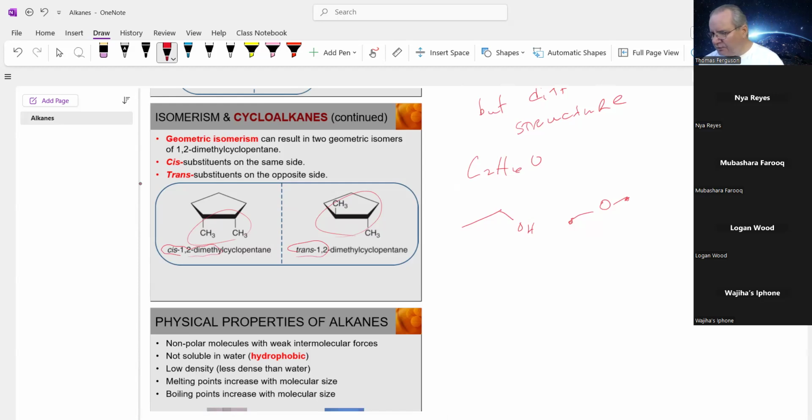Now, these can be two OH groups. It could be two chlorines, it could be two bromides. It doesn't really matter what the group is. If they're together, you need to call it out, it's either cis or trans. Okay, so does that make sense?